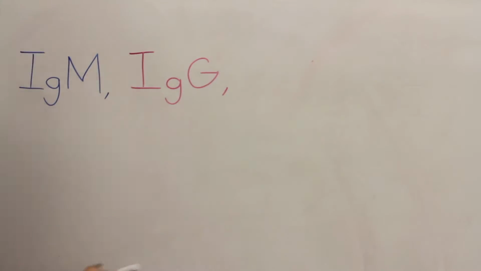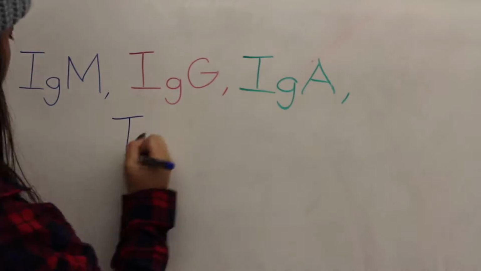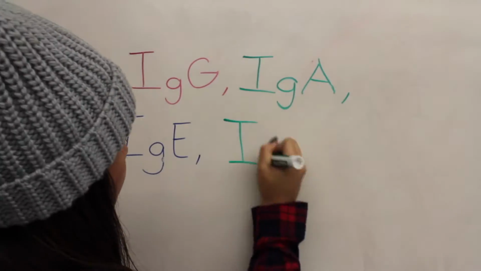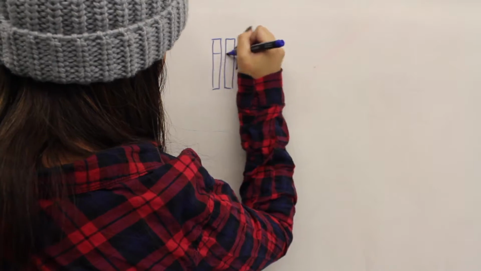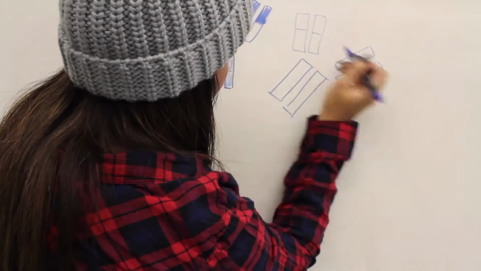Five classes of antibodies are the following: IgM, IgG, IgA, IgE, and IgD. They all share a common basic structure, but have different functions. Let's start with the mother of all antibodies, IgM.